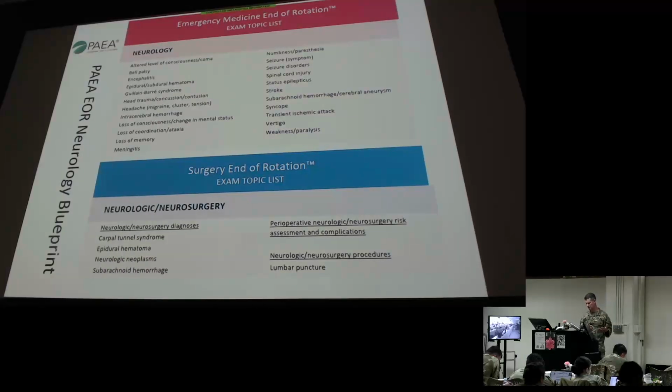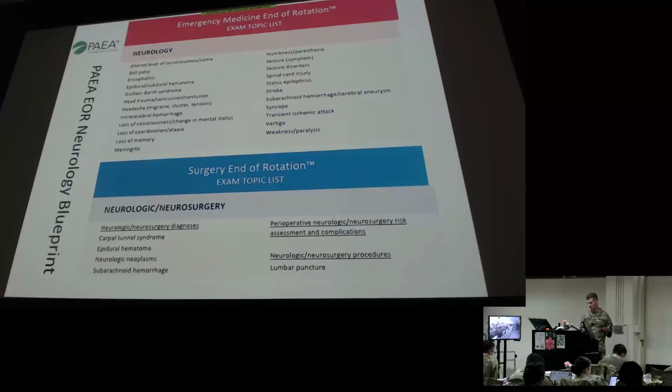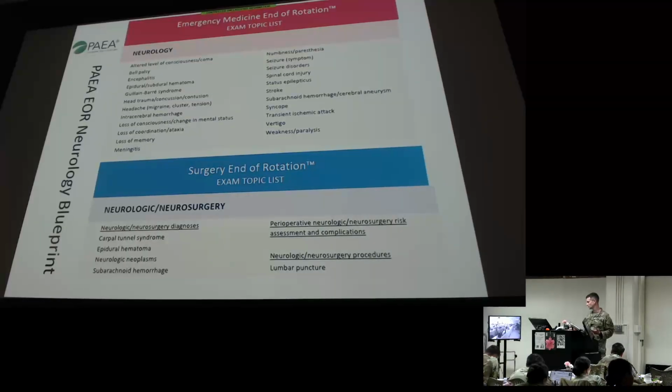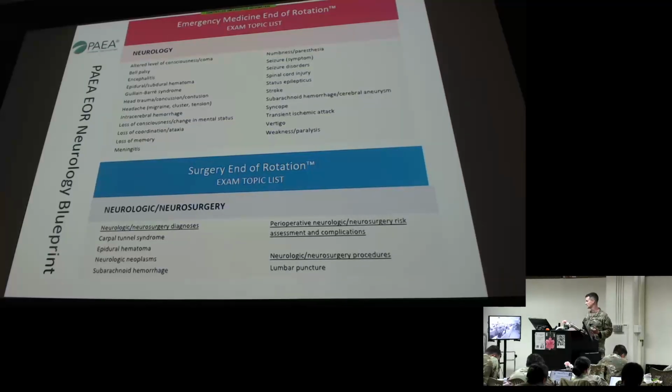And then surgery is a little bit of a weird one because we start getting into neurosurgery diagnoses, neurosurgery procedures. We don't do a ton of neurosurgery in this course. I'll get to the bottom of exactly what's going on with that. The surgery PAEA bundle was kind of revised recently. I'll make sure we capture those things by the end of the exam. I'll let you guys know exactly what we're looking for on those.